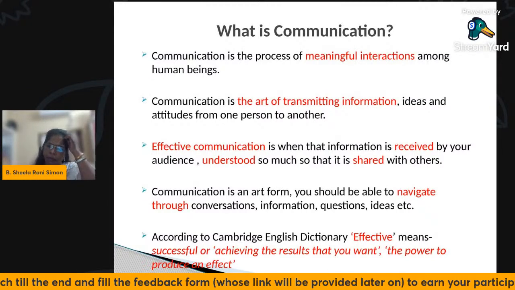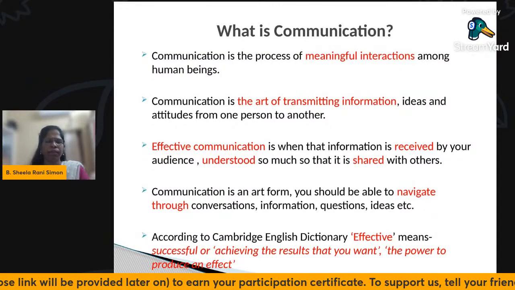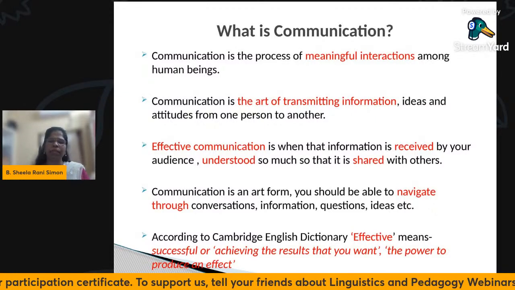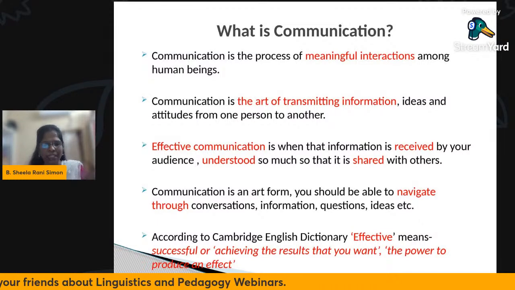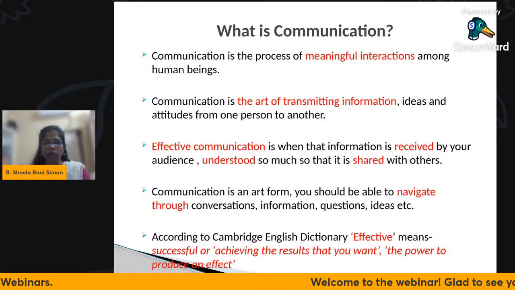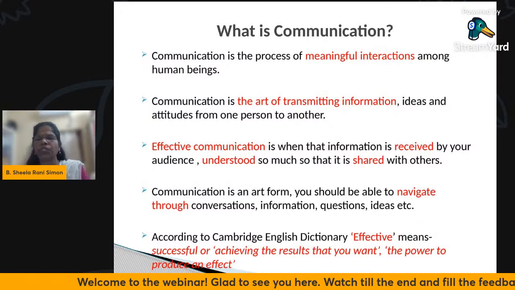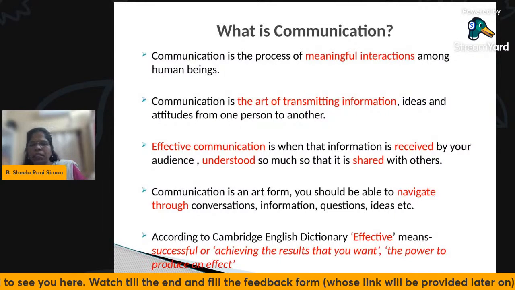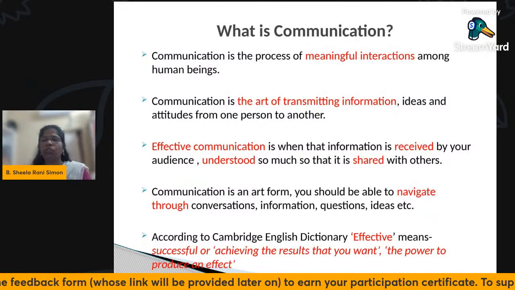If you look at Cambridge English Dictionary, you will find that effective means successful. Effective means achieving the results that you want. Effective means the power to produce an effect. So that changes the way we look at communication. So effective communication now would mean information. How is that information received by our audience? We'll have to change our perspective. We'll have to look at the way the audience receive what we are trying to say. Number one. Two, have they understood what they have received?